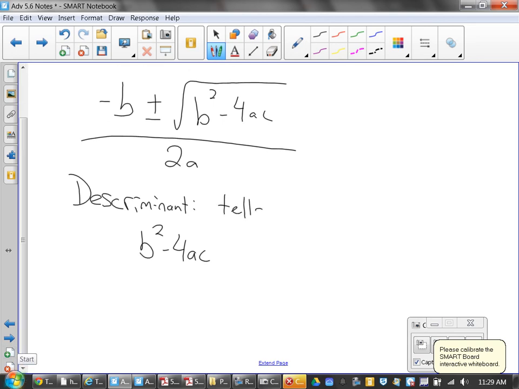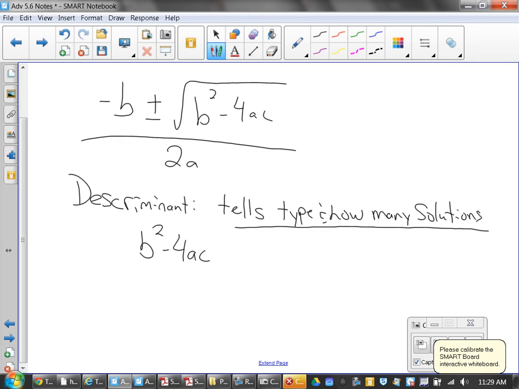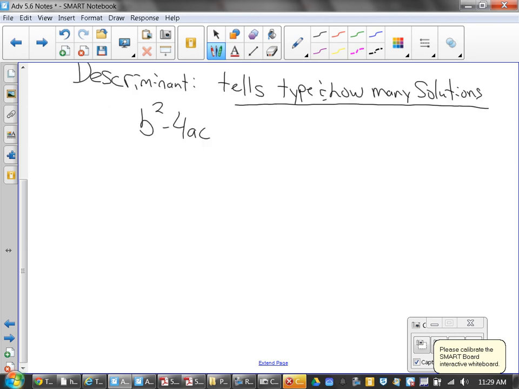It tells type and how many solutions. So if b squared minus 4ac is equal to 0, you have one real solution. If it's greater than 0, you have two real solutions. If it's less than 0, you have two imaginary solutions.